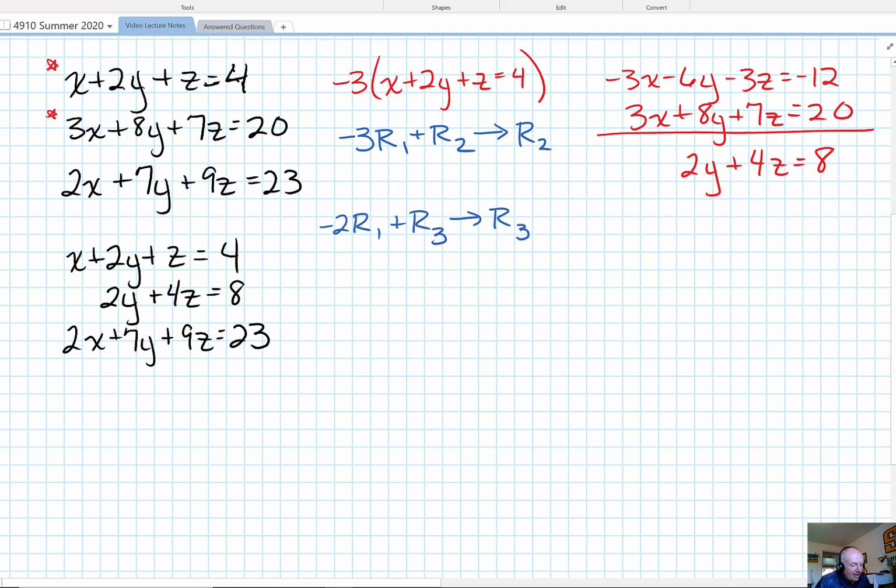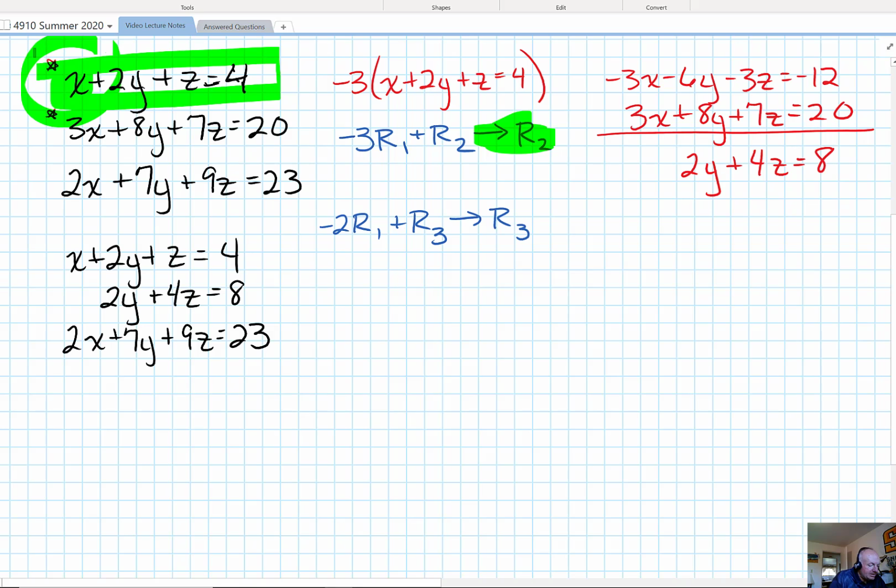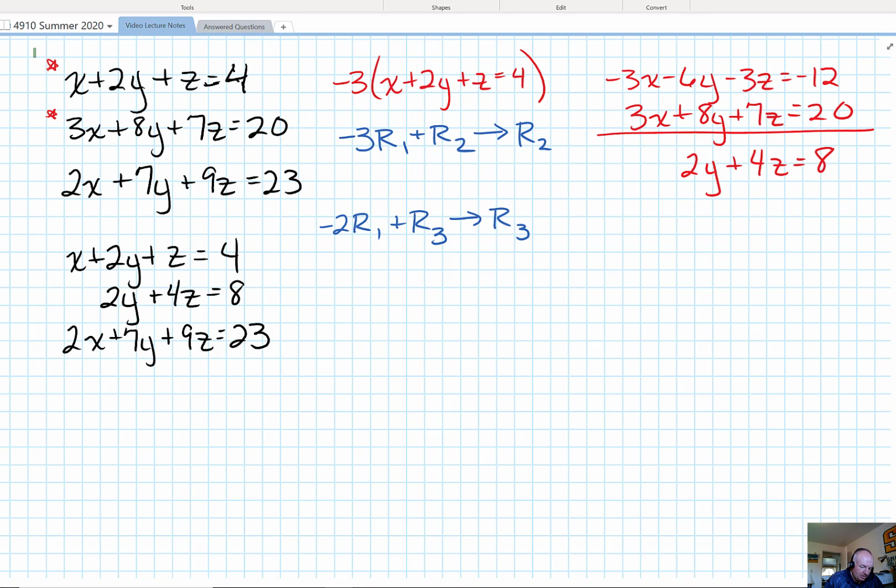Now, here is why I replaced row 2 instead of row 1: because I like row 1. If I'm going to eliminate x's, I like that x just has a coefficient of 1. It just makes my math easier. But in reality, I can do whatever I want. Here, I'm going to replace row 3.